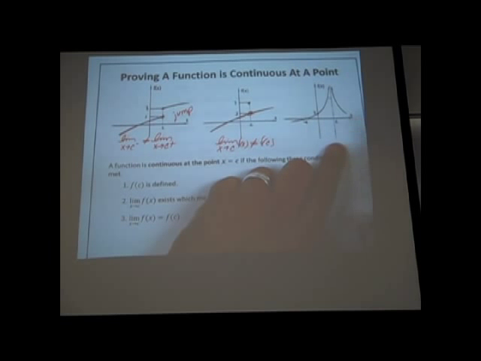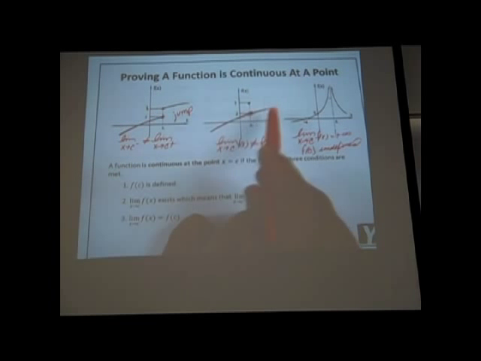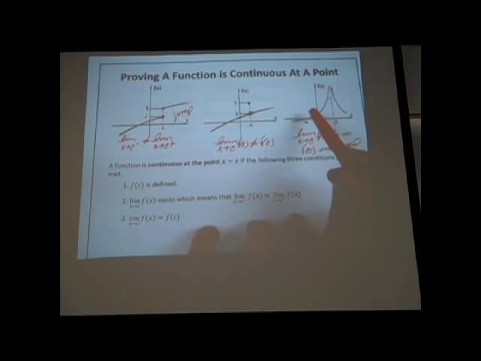The last one, we have a graph that seems to be approaching infinity as we get closer and closer to c. We can find the limit as x approaches c. The limit as x approaches c is positive infinity. However, f of c is undefined. That is the reason that this function is going to be discontinuous. We have three examples of discontinuity. We have a jump, we have a hole, we have a vertical asymptote. All three of those fail to be continuous.